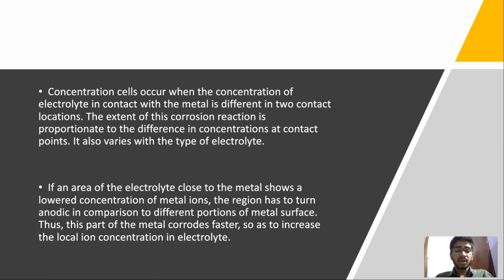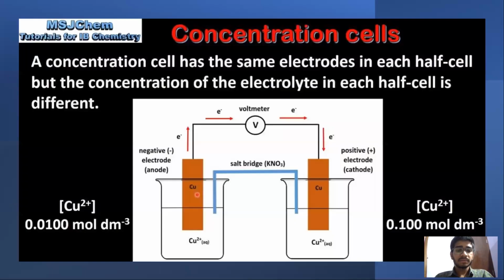If an area of electrolyte close to the metal shows a lowered concentration of metal ions, the region turns anodic in comparison to different portions of the metal surface. Thus, this part of the metal corrodes faster so as to increase the local ion concentration in the electrolyte. Here we can see a diagram of concentration cells.